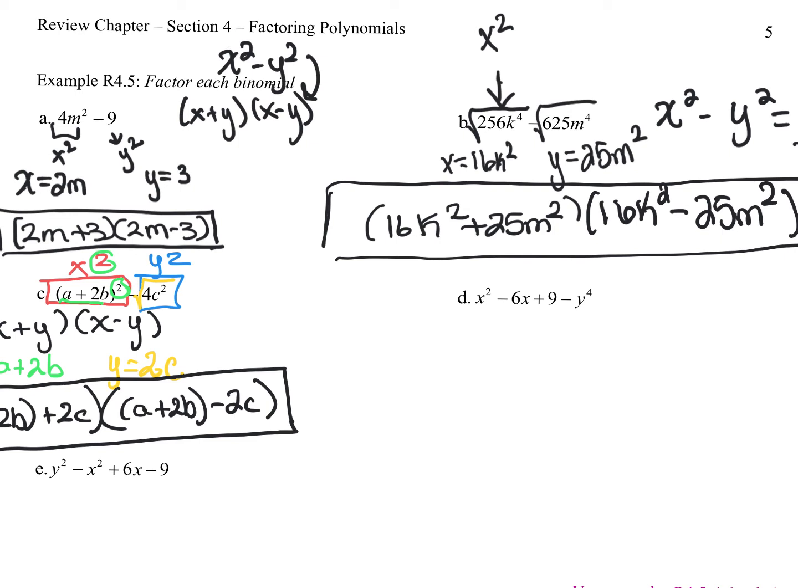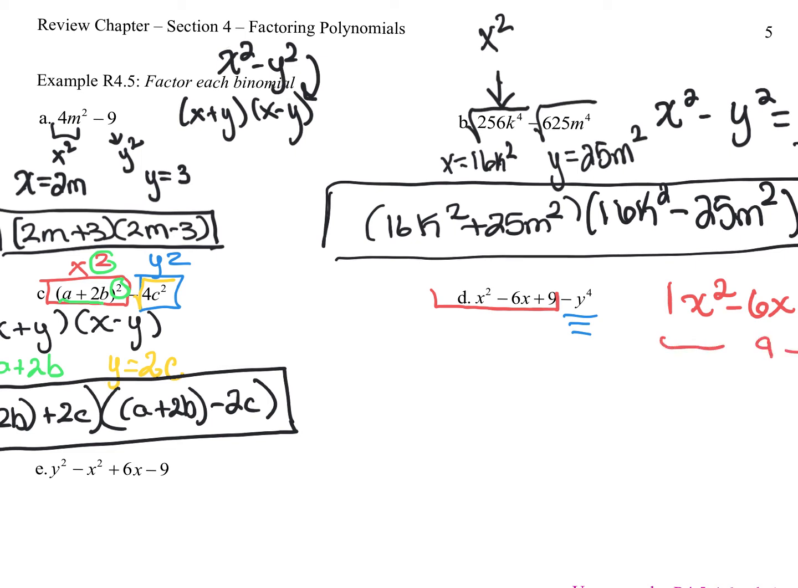The next one is a little bit tricky. This y at the end seems to be the oddball out, so I'm going to deal with just this for a second. So x squared minus 6x plus 9. Remember, there's an imaginary 1 here. And we can factor this, we did it earlier. If you can't see what it factors into, we can do this.